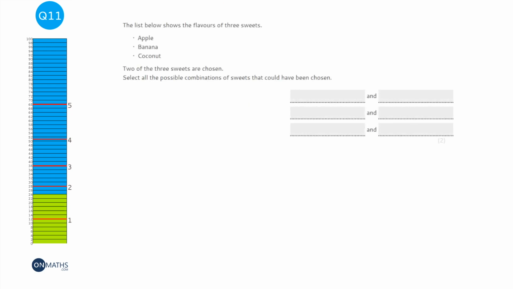Okay, so we're asked for all the possible combinations of sweets. The important thing here is to be methodical whenever you're asked a question like this. So I'm going to start with the first one and pair it up with the second one. And I'm going to keep with the first one, which is apple, and pair it up with the third one. And then I can't do any more with apple because I've got both the combinations down. So I'm going to move on to the second one, which is banana, and pair it up with coconut. And those are the 3 options.